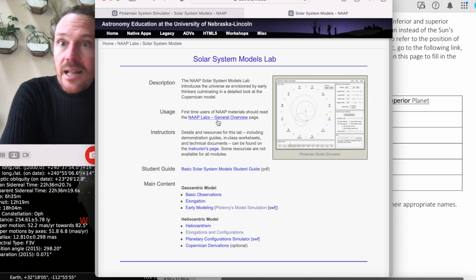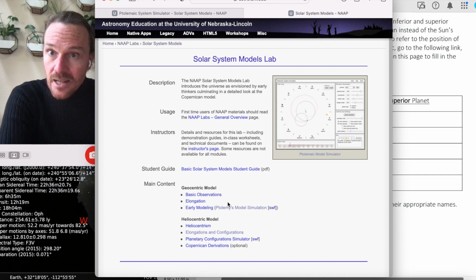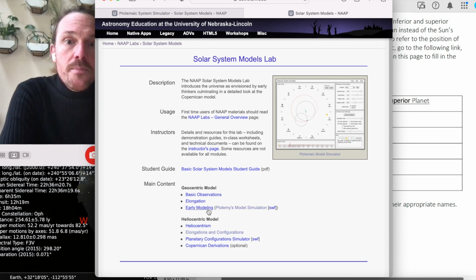They have kind of like a lab handout. They've got information for instructors, the student guide, and then they have main content, which is kind of background reading in convenient, single page form. And then they will have a number of actual simulators. In this case, we've got two simulators. There is a planetary configuration simulator and the Ptolemy's model simulator, which we've just been using, right?